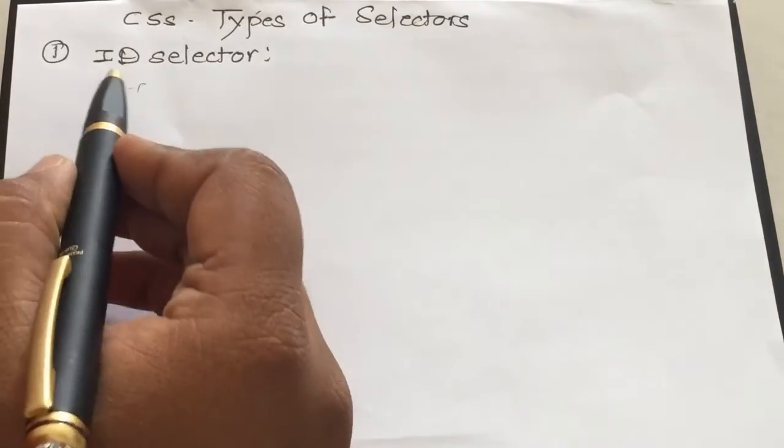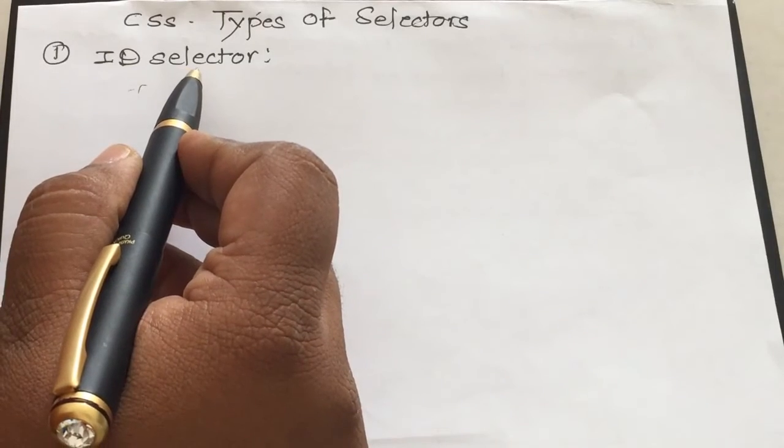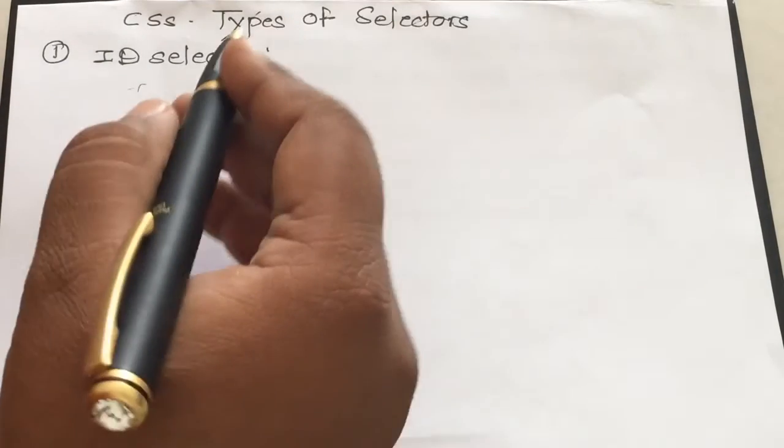Hello students, so we have learned the concept of CSS, that is cascading style sheet. Now let's learn the types of selectors. The first one is the ID selector. Now let's see some information about the ID selector.